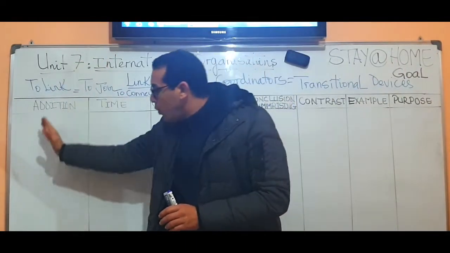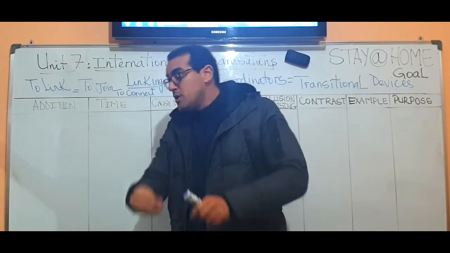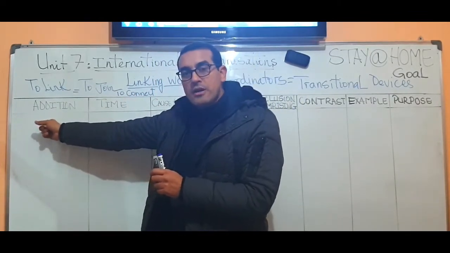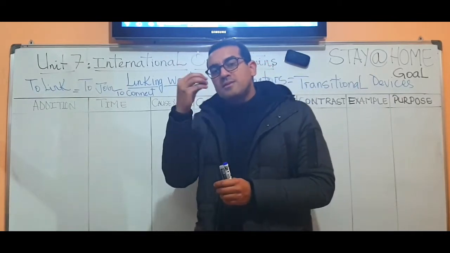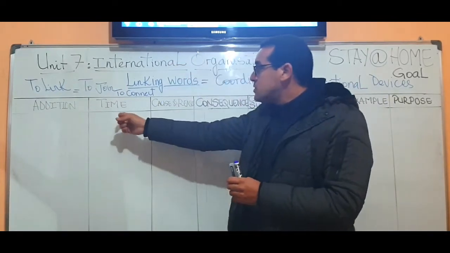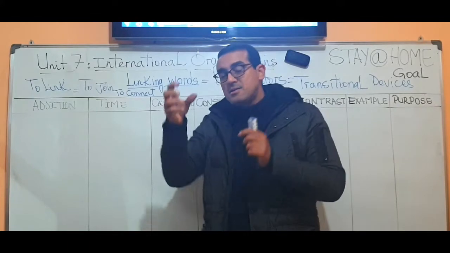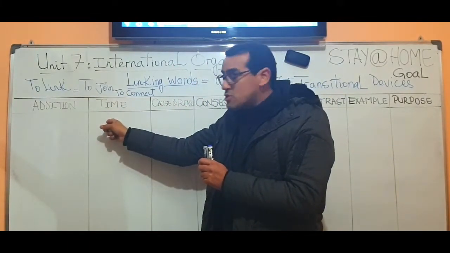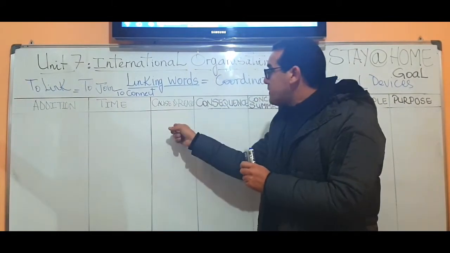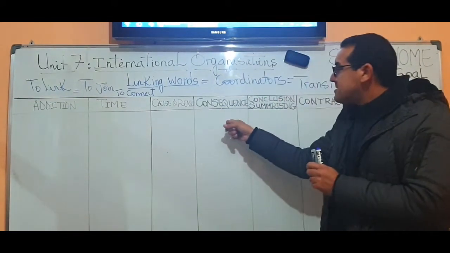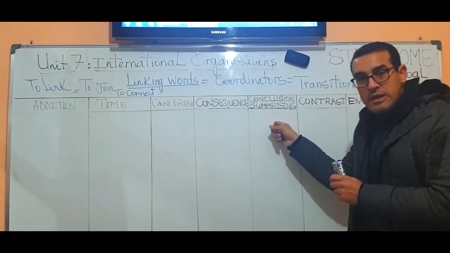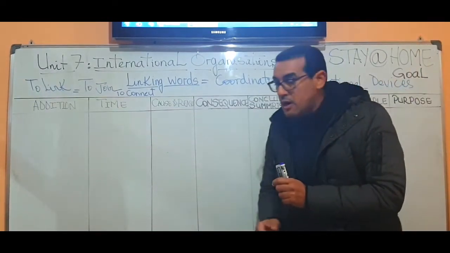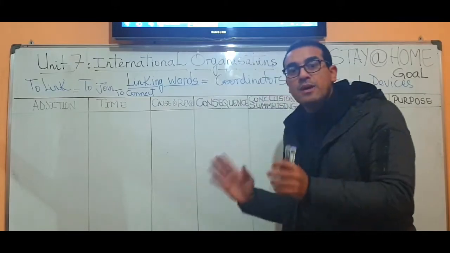So we have seen all these logical relationships, and now I'm going to give you a group of words that you can use to link two sentences that ensure addition. And I will give you some linkers to connect two sentences that ensure the logical relationship of time, then cause, then consequence, then conclusion, then contrast, then example, and then purpose. I'll try to write them down as quick as possible.